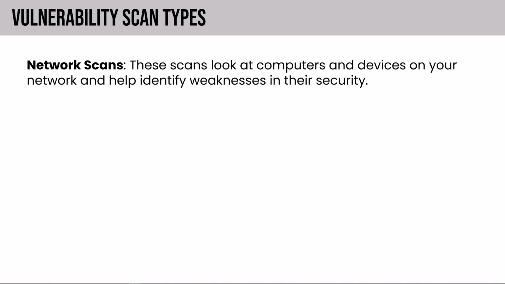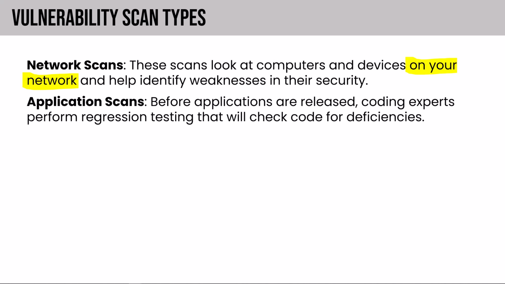We have network scans. These scans look at computers and devices on your network and help identify weaknesses in their security. That's just a common vulnerability scan. We have application scans. So before applications are released, coding experts perform regression testing that will check code for deficiencies. This will typically involve a dynamic scanning technique that injects unexpected values into forms and so forth to make sure that the application is validating input before it submits. Checks for any other unsecure coding practices.